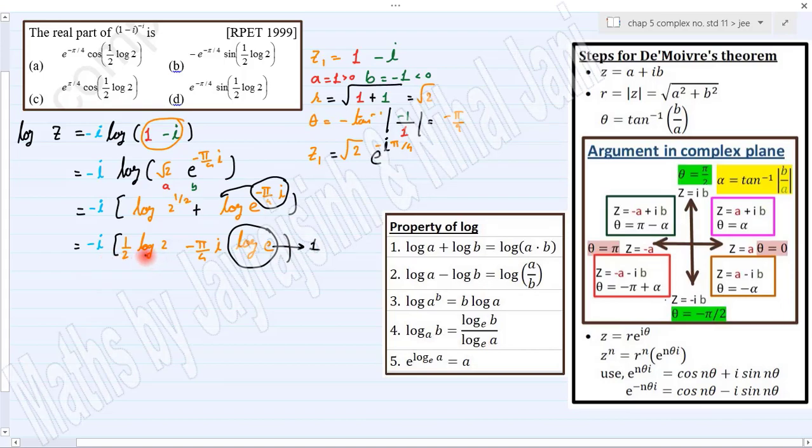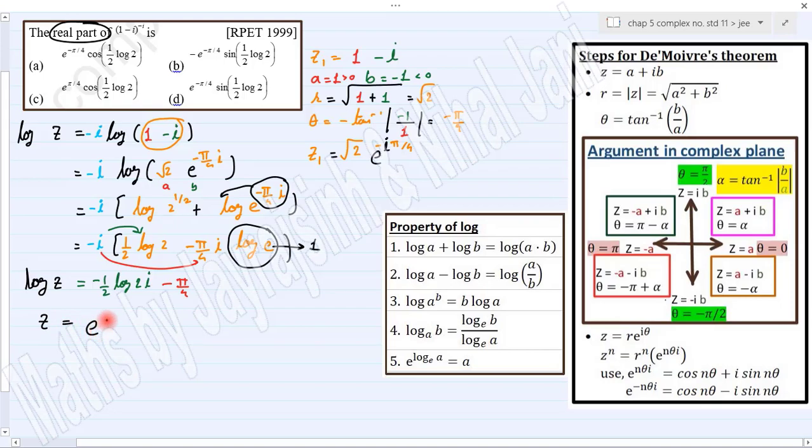Now let's multiply i within the bracket. Your i multiplied with 1 by 2 log 2 will give us minus 1 by 2 log 2 i. And minus i into minus i will become plus i square pi by 4. And we know that your i square is nothing but minus 1. So finally, we will get log z is equal to minus 1 by 2 log 2 i minus pi by 4. But as you know, we need the real part of the z. So we have to eliminate this log by taking anti-log on both the sides.